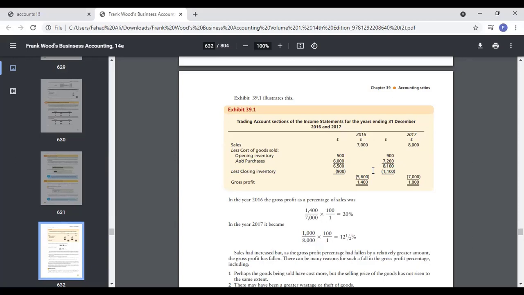Let's take another example. If your closing inventory increase was more than the increase in both of these items, do you think the answer would be higher? Yeah, it would be higher. Why? Because closing inventory helps in reducing the cost of sales. Got it.